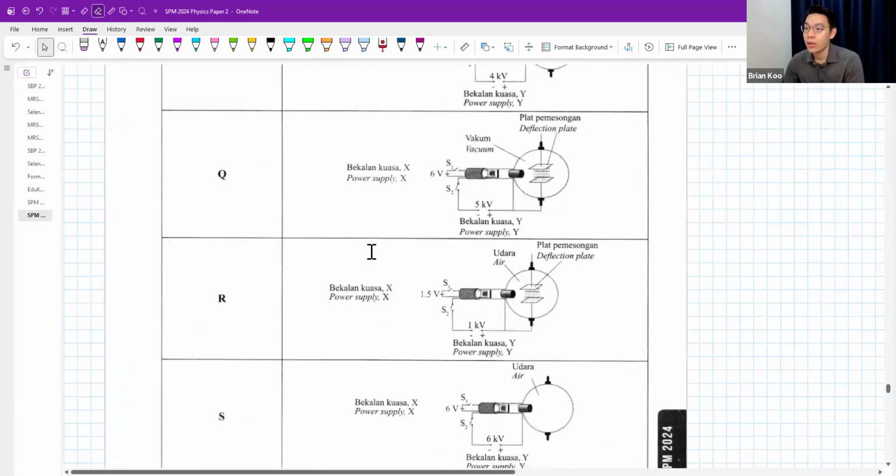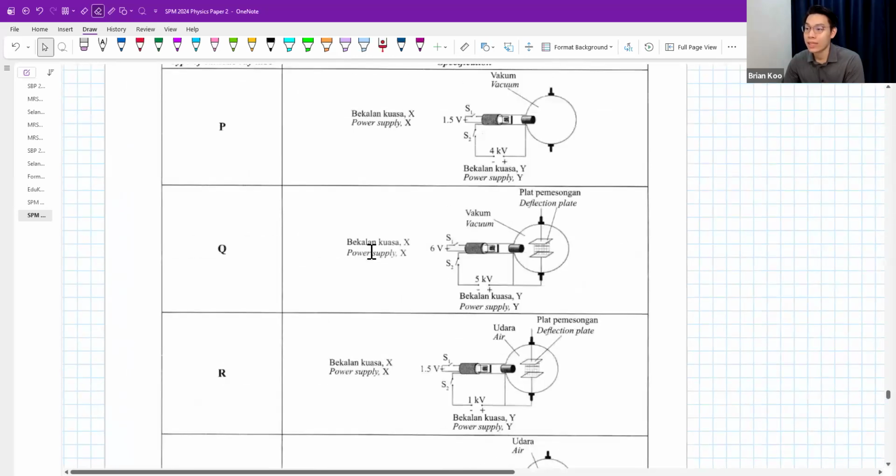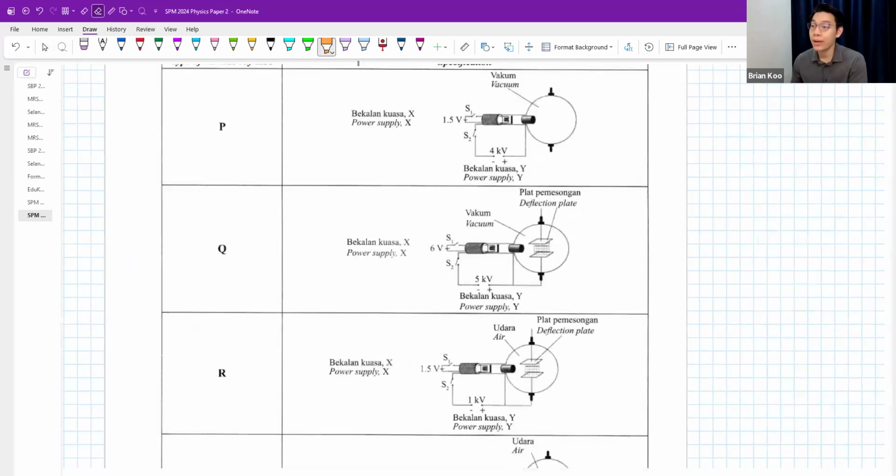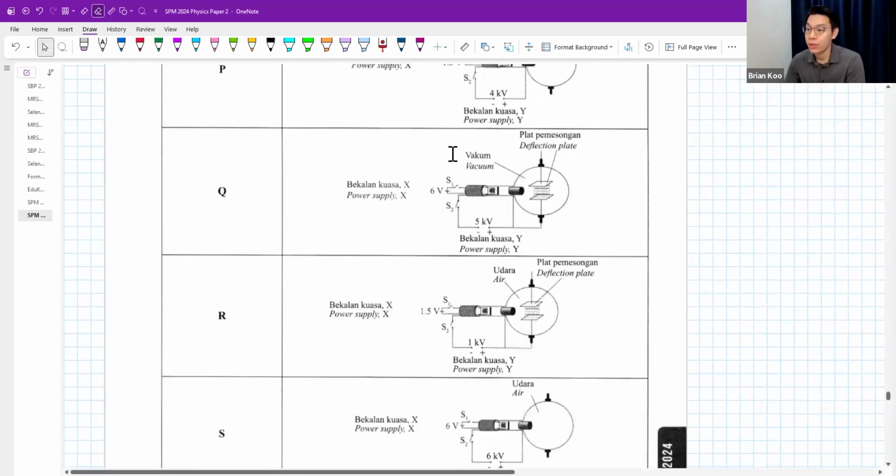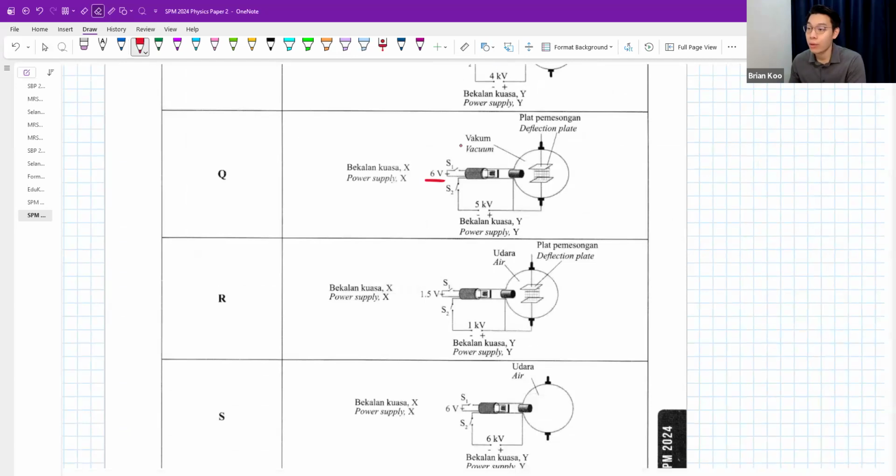Okay, so we take a look at power supply X first now. Between 1.5 volt and 6 volts, I would want 6 volts. I would want the higher voltage, right? Why?